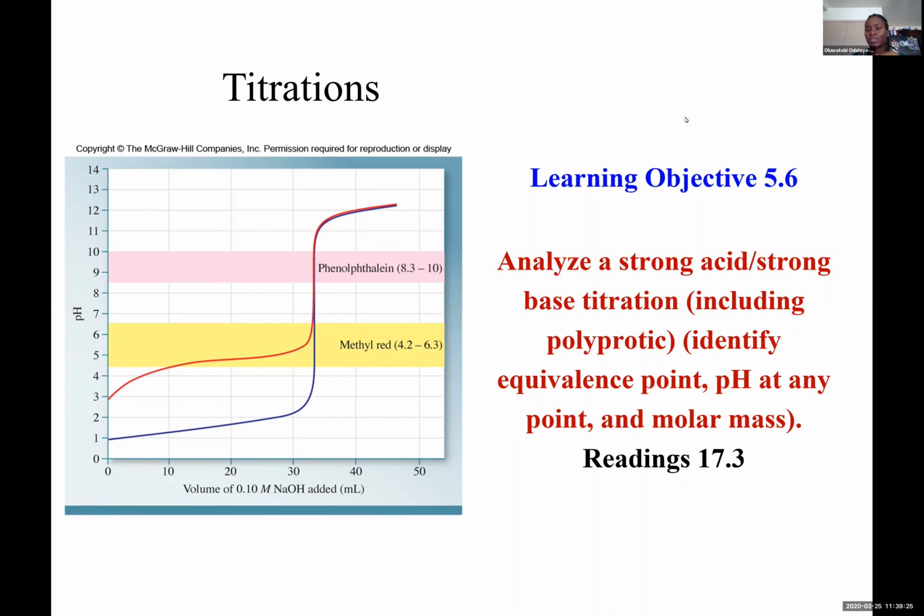Hi guys. All right, so we're going to start talking about titration. So learning objective 5.6, we have one more learning objective in unit 5, and then we'll move on to unit 6. All right, let's talk about what a titration is.